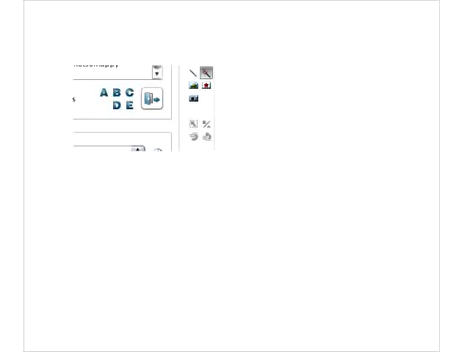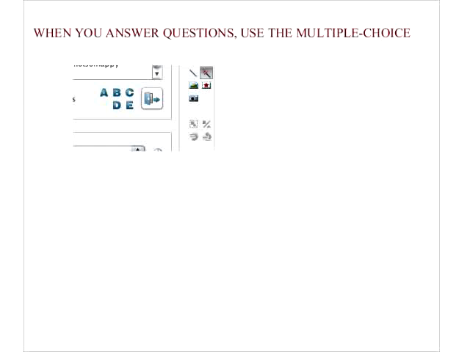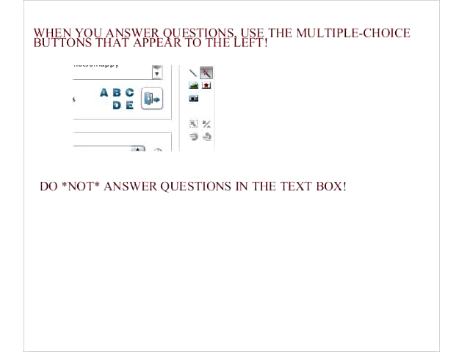What you should see is this. When you answer questions, again, please, please, please, use the multiple choice buttons that appear to the left. Please do not answer the questions in the text box, so that we don't have everybody seeing your answer and having an unfair situation. The multiple choice buttons on the left: smiley face if everybody sees the multiple choice problems. Multiple choice buttons A, B, C, D, E, smiley face if you see that.